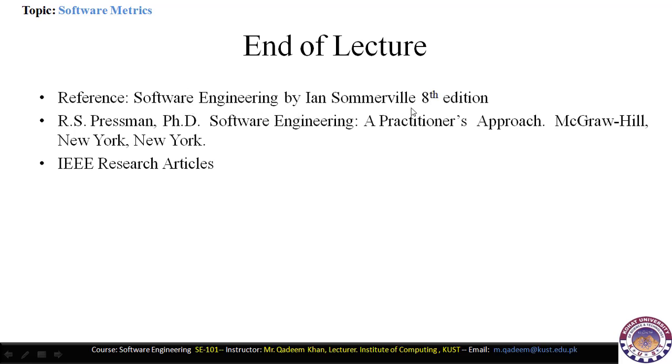Software Engineering by Ian Sommerville, 8th edition, and Roger Pressman's book Software Engineering: A Practitioner's Approach, McGraw-Hill. This is a very useful book. These two are very easy and the best books of software engineering. And also if you want to study more, you can search the IEEE research articles for the different metrics.